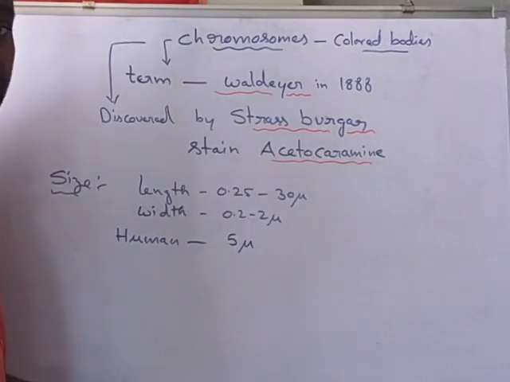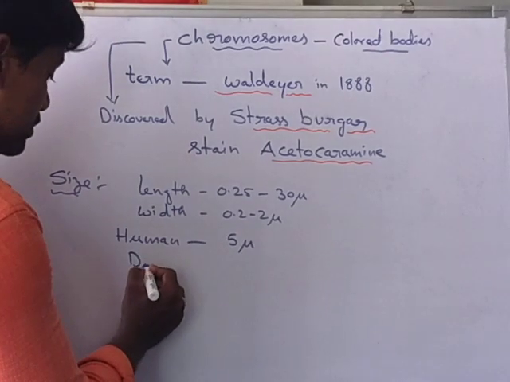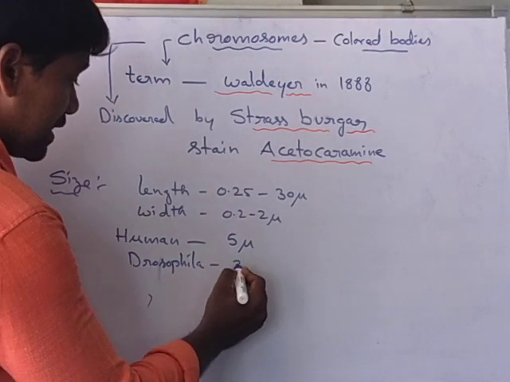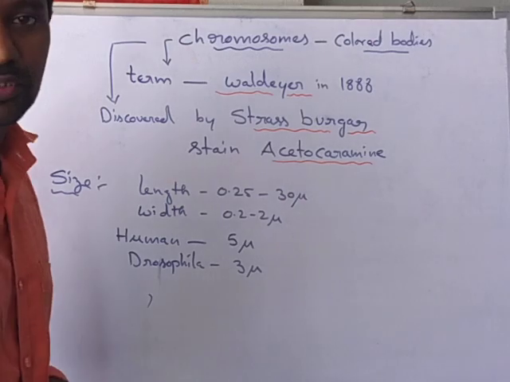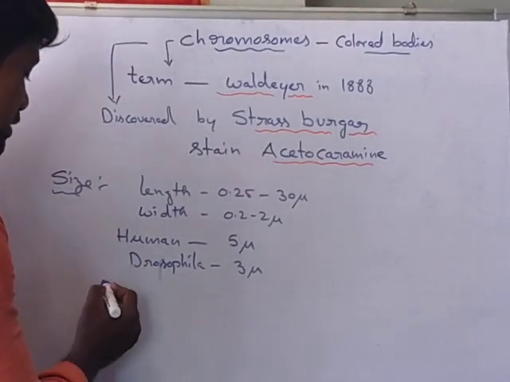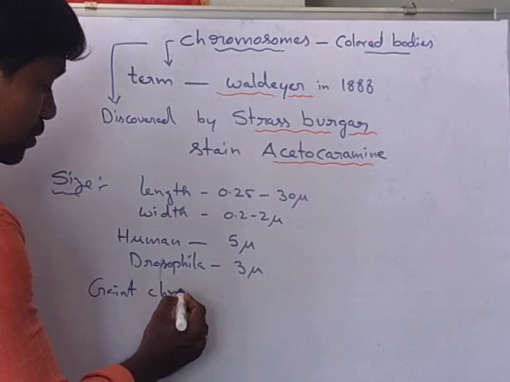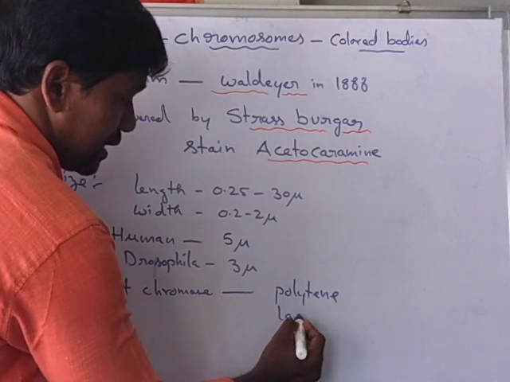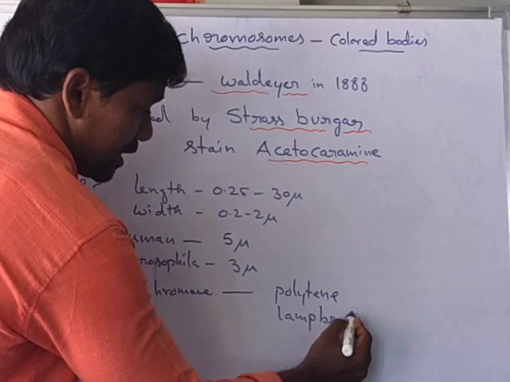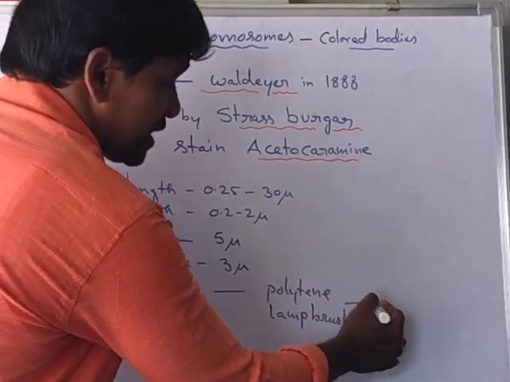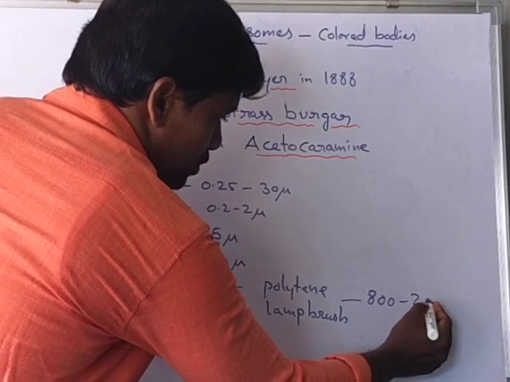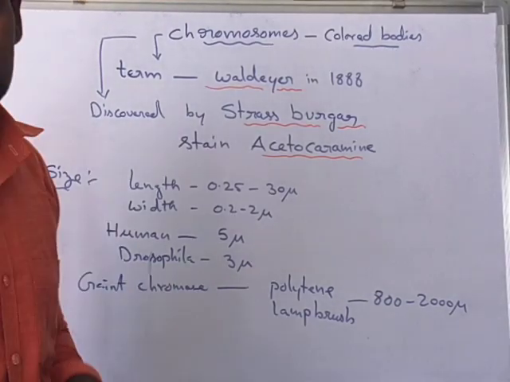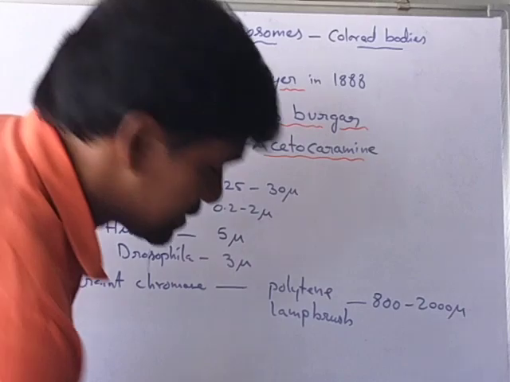So 5 microns, of chromosomes. In Drosophila, the chromosome size is 3 microns in length. If you take the giant chromosomes, such as polytene and lampbrush, the giant chromosomes have an average length of 800 to 2000 microns. That's why they are called giant chromosomes. This is the size of the chromosome.